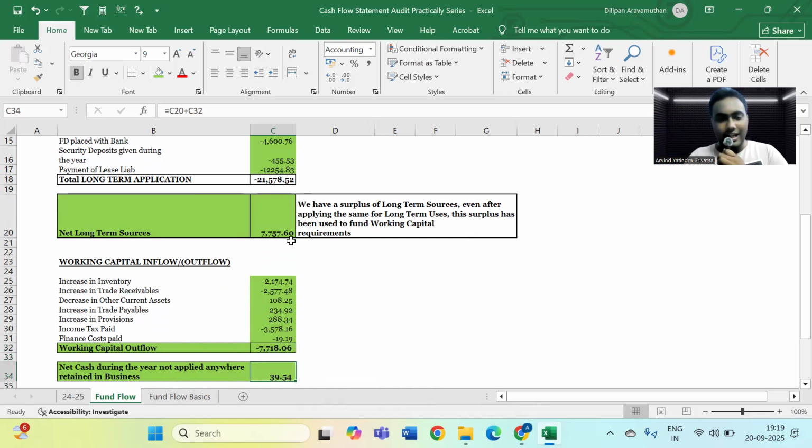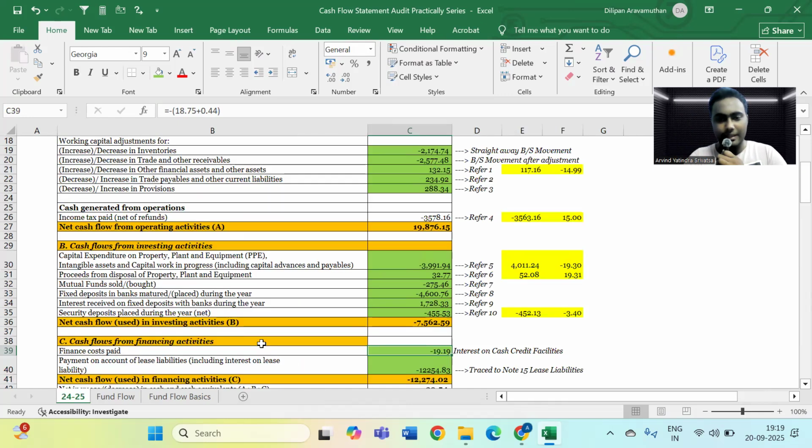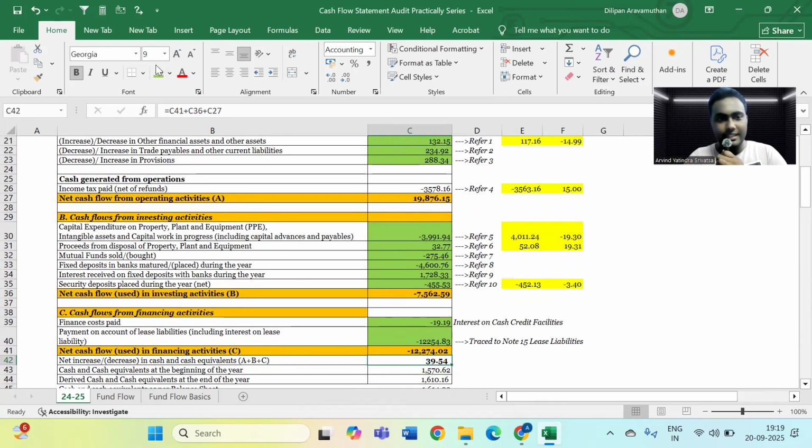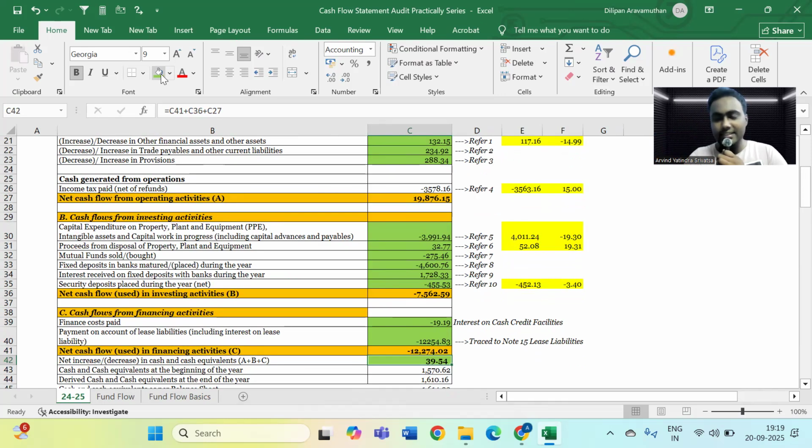So if you see here, after applying 7751, I only need to cover a deficit of 7718. So I am applying funds of 7751 against 7718. After I settle the deficit of 7718, I still have 39.54 left in my business, which will be the movement in cash and cash equivalents in my cash flow statement, which you can trace here. So this is the fund which is remaining idle, in the sense that I have already covered my deficit. I'm just parking this in my business. I've not invested it anywhere.